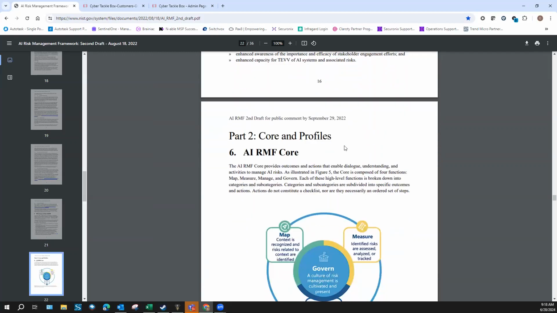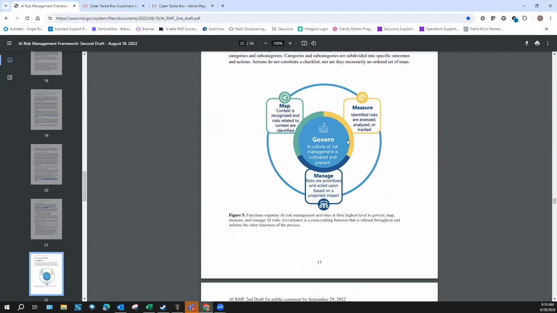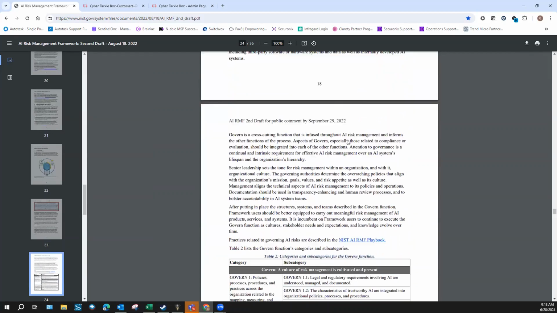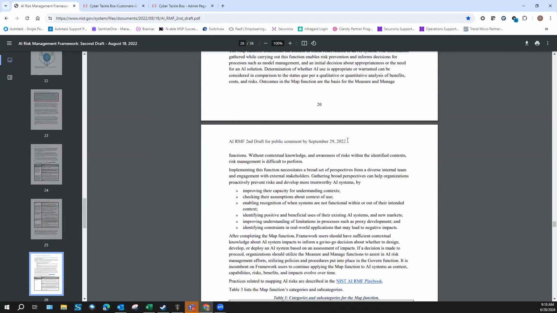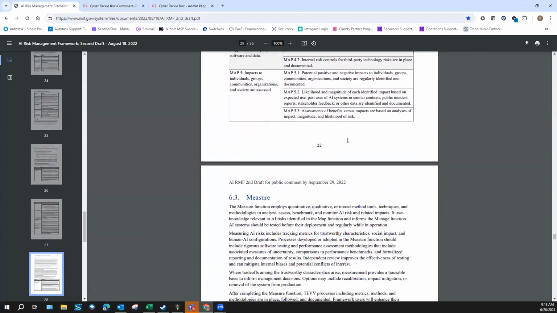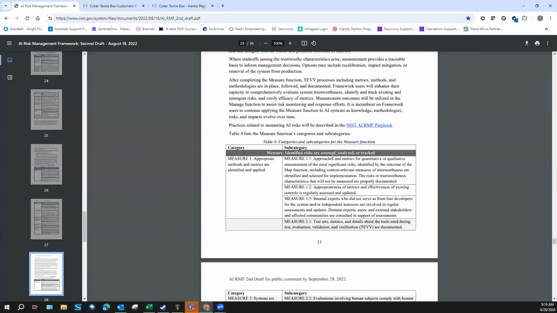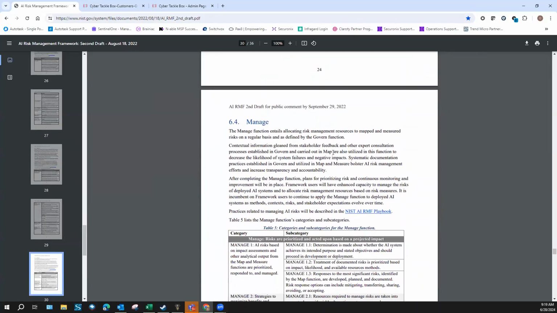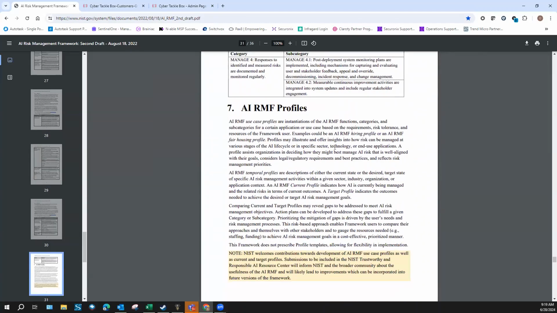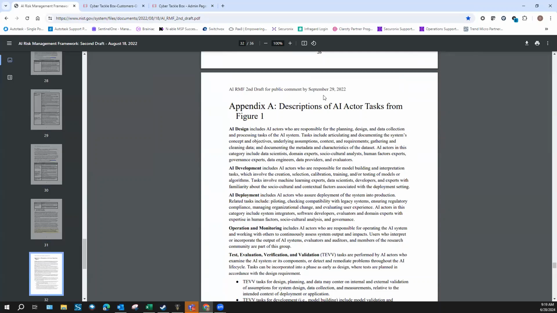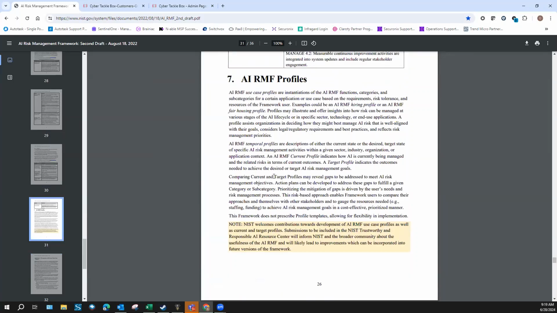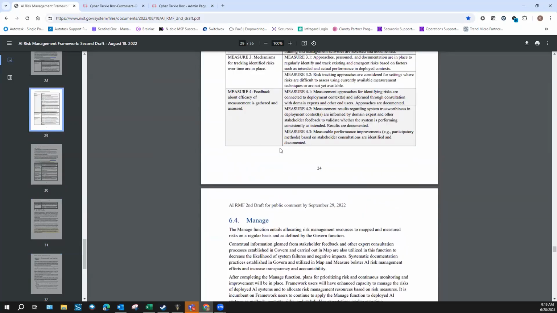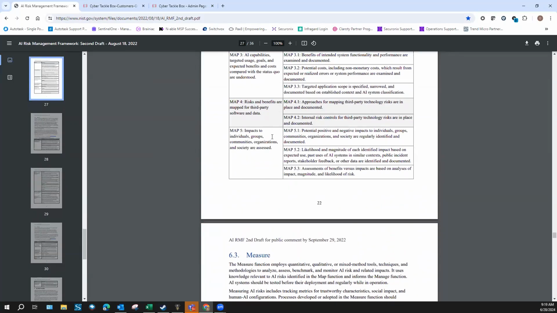So basically, it goes on to describe core profiles, how governance is done, how to map out your AI, how to measure the risk that your AI is performing, managing it. You have risk management profiles that you can create, and then the appendix. So basically, this document is really helpful. It'll go over what you need to do. It'll go over all the different parts of your risk management profile that you need to be aware of, and it describes them all. So it's really good.